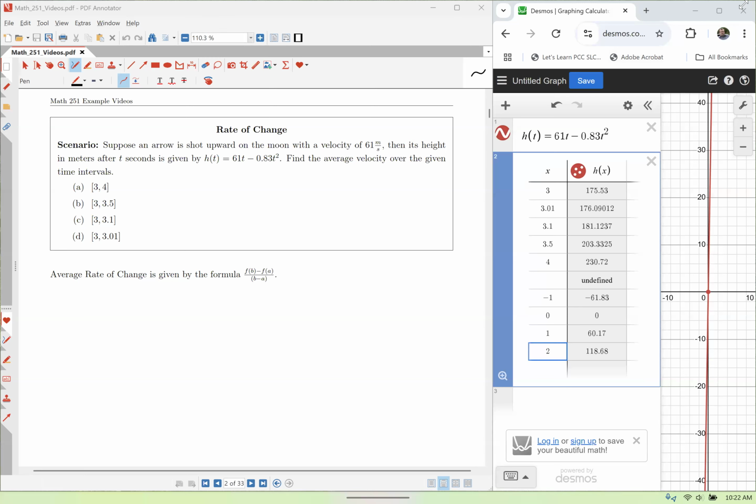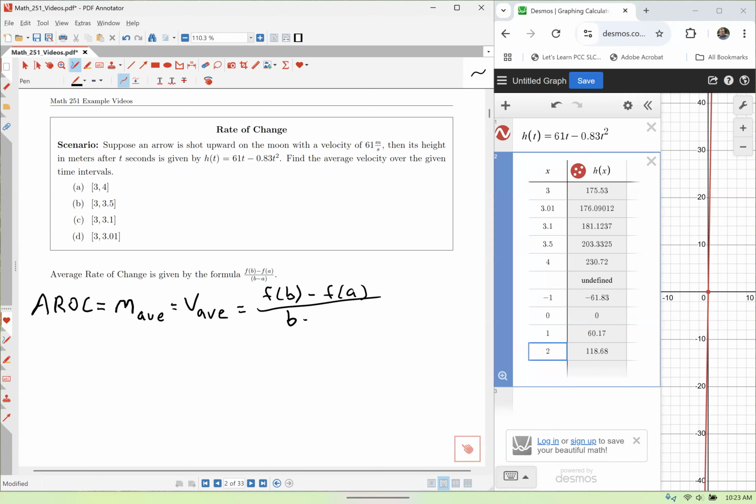Okay, let's look at average rate of change. Some people abbreviate that as AROC. You could also say it's the slope on average over that interval, or it's the average velocity. All these are kind of telling me the same thing. And this is rise, change in my y values, over run, change in my x values.